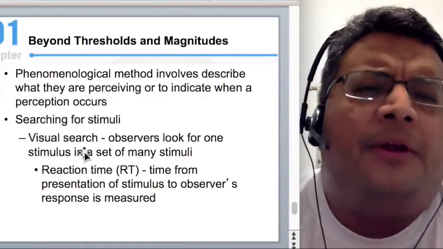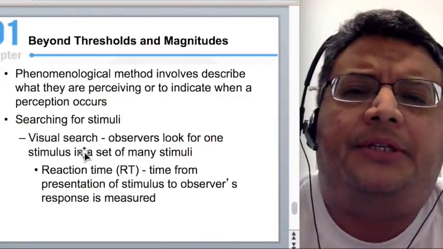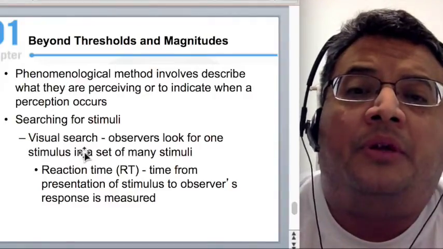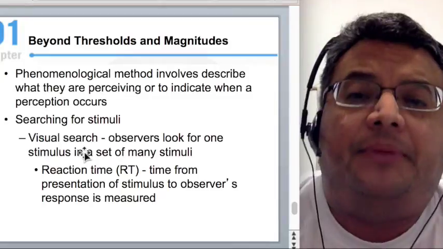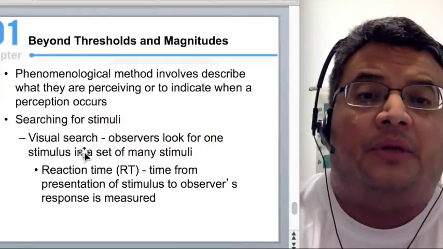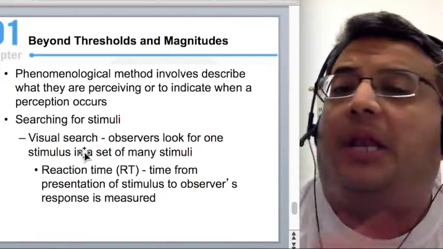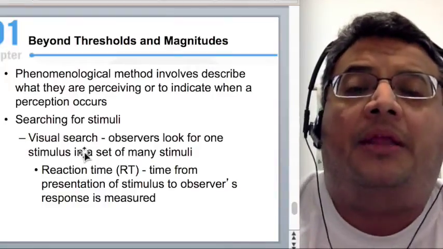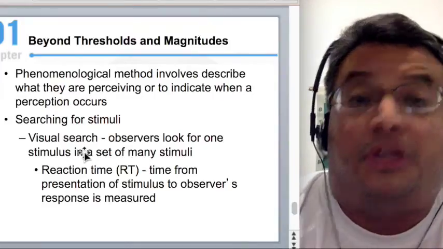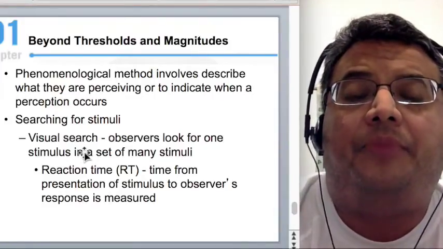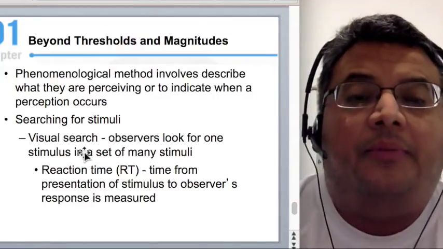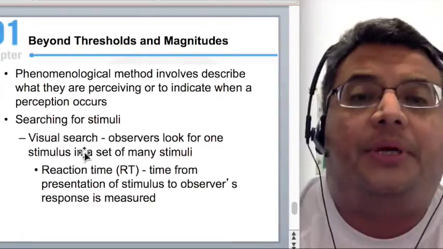Another way to assess sensory abilities is to do visual search. For example, searching for stimuli. So an observer will be looking for a particular stimulus inside of a visual field, right? They'll be presented with a visual field with lots and lots of different stimuli in it, and their task is to find the target stimulus, the thing that they're looking for. And what you do is you measure reaction time. In other words, you present the stimulus to them, and then you count how many seconds it takes for them to find it, and then push a button and say, "Yeah, I found it."